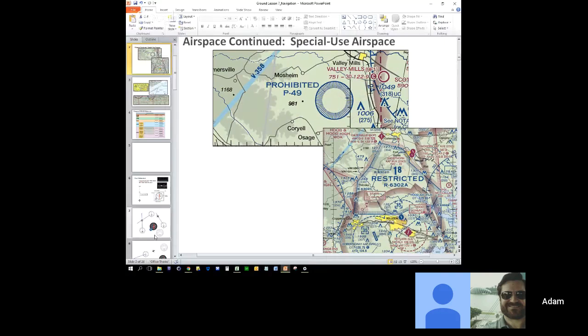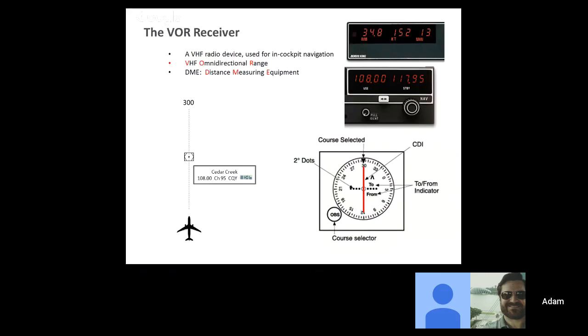All right. Let's jump into some navigation. Now, we're going to go over three kinds of navigation, three navigational tools. And we're going to hit them in kind of an awkward order. I'm going to talk about what's called a VOR receiver first. We're also going to touch on what's called an ADF receiver, and then we'll talk GPS.